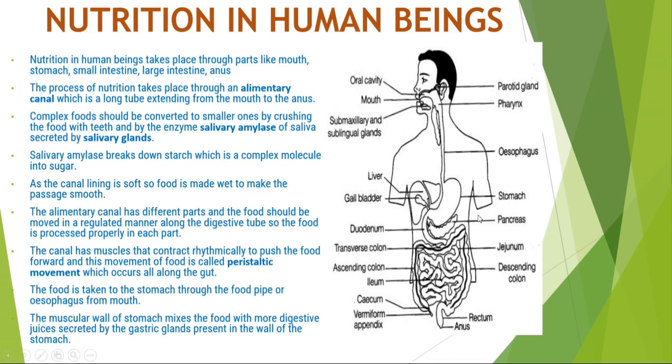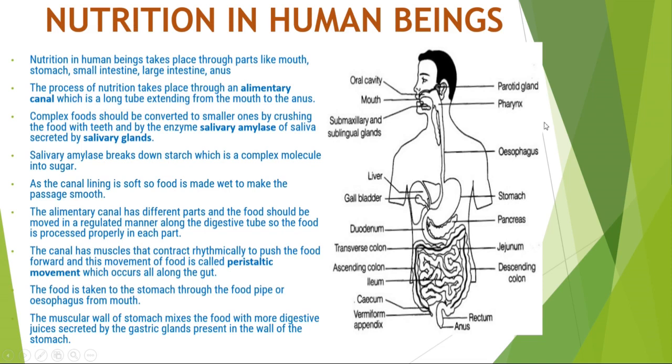The food is taken to the stomach through the food pipe or esophagus. Now, this is the stomach, and the food is pushed and sent inside it. The muscular wall of the stomach mixes the food with more digestive juices, secreted by gastric glands present in the wall of the stomach. Various kinds of glands are present in this wall, secreting gastric juices that help digest the food that has gone to the stomach. So this is the first part.